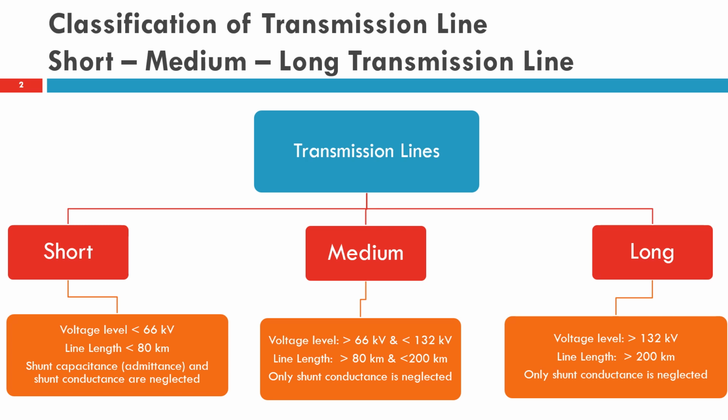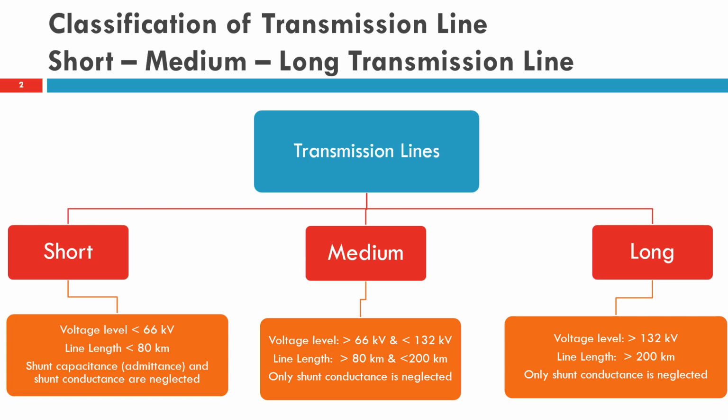The basic criteria for this classification is the line length. The lines with less than 80 kilometers are classified as a short transmission line. The range of greater than 80 kilometers and less than 200 kilometers is classified as a medium transmission line. And the lines with greater than 200 kilometers are classified as a long transmission line.